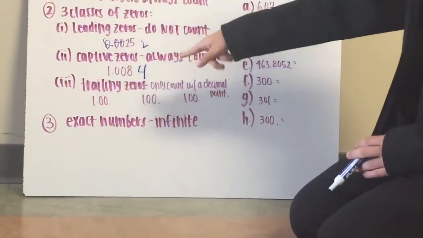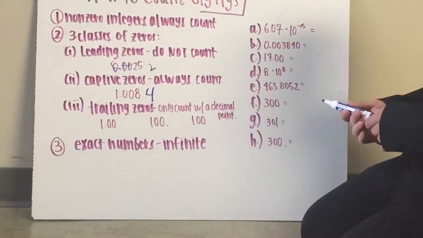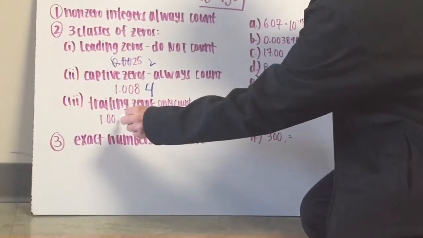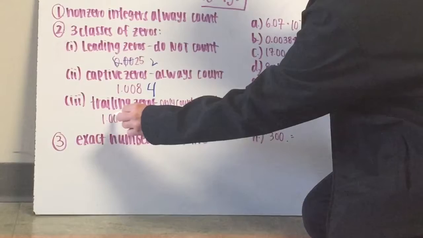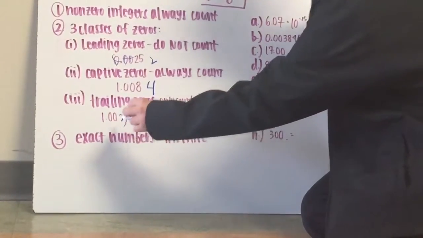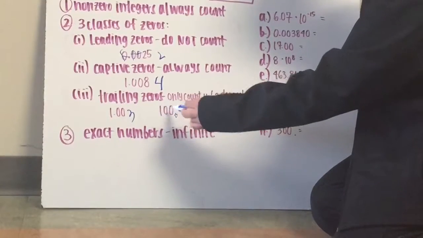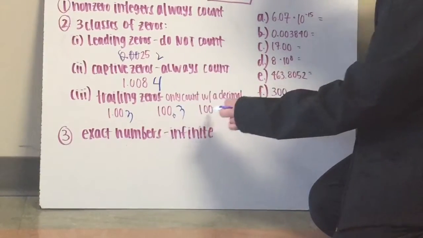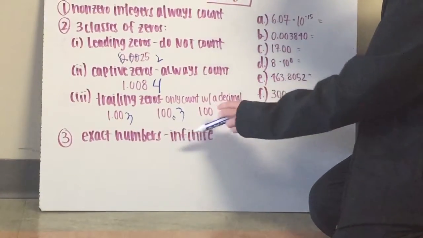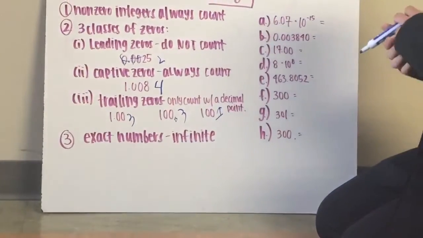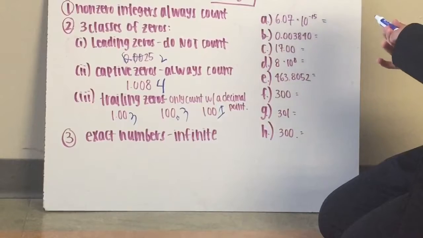Then the last rule for zeros: trailing zeros always count with a decimal point. So this one, 1.00, has two trailing zeros after a decimal point, so it would have 3 Sig Figs. This one has a decimal point and trailing zeros, so 3 Sig Figs again. But as you can tell, this one does not have a decimal point, so that only has 1. Then for the last rule, exact numbers always have an infinite amount of Sig Figs.